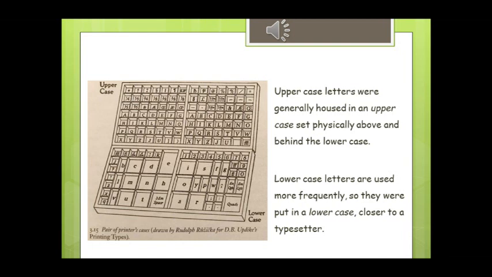Now it's time to answer the question: why are the capital letters named uppercase letters and the small letters known as lowercase letters? When printing was invented, the letters were placed in cases. Just because the capitals were less frequently used, they were placed in the upper case, and as lowercase letters were used more frequently, they were put in a lower case closer to the typesetter. Hence, they got the names uppercase letters and lowercase letters.